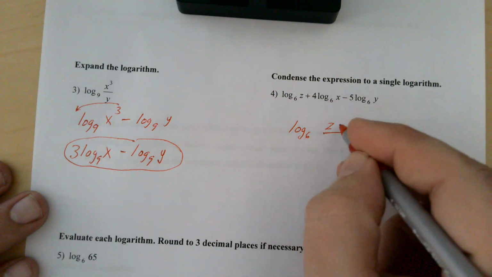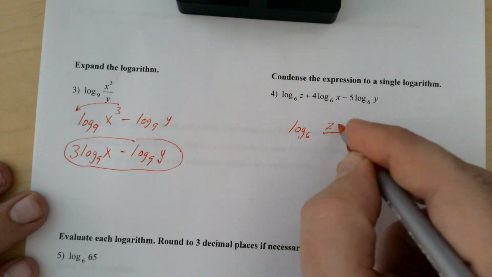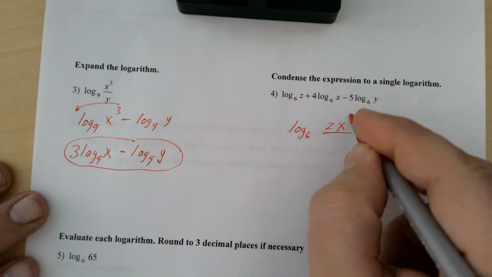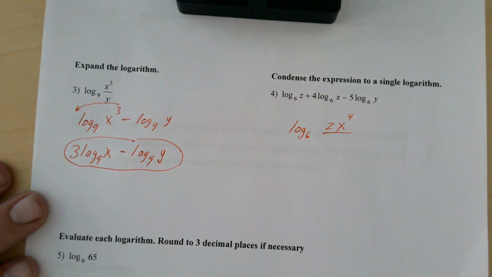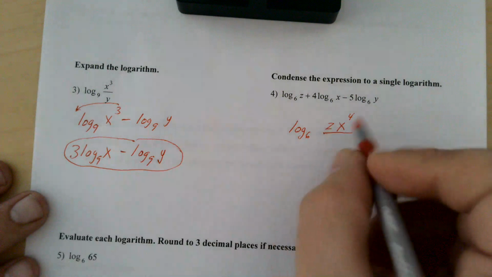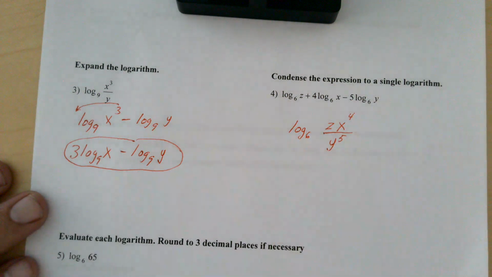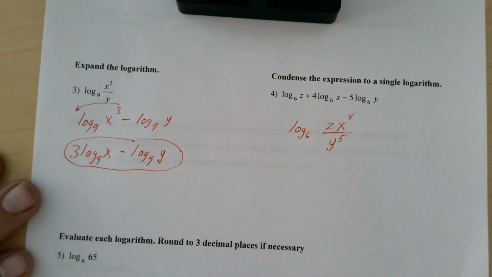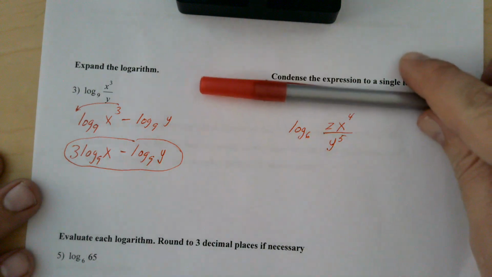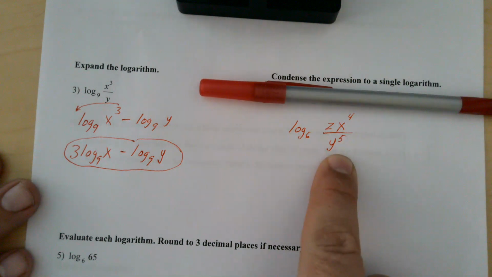But then my x, that's being multiplied, so right next to the z, I'll put my x. But it's going to be raised to the 4th power, because I have a 4 in front. So that becomes the power. And then on the bottom, I need to put the y, and the y is being raised to the 5th power, and that's going to be in the denominator. And we're finished. So again, how you can practice this: cover this up and see if you can expand this.